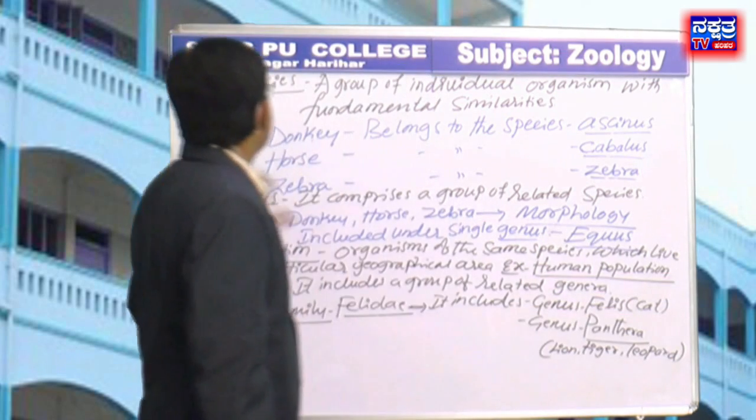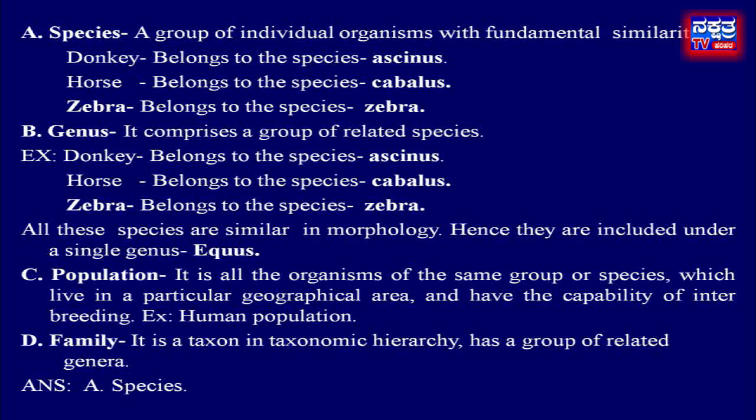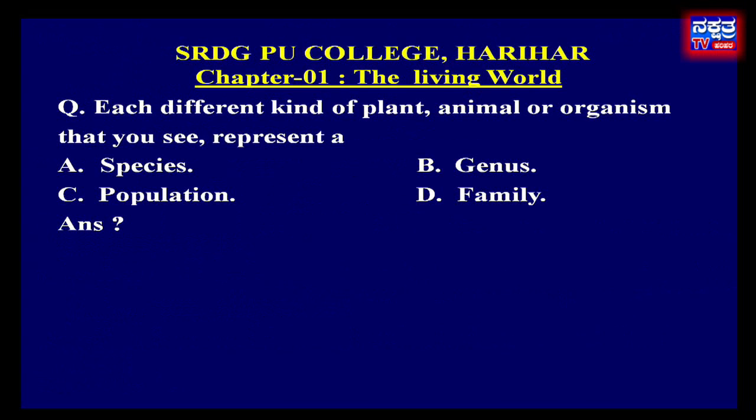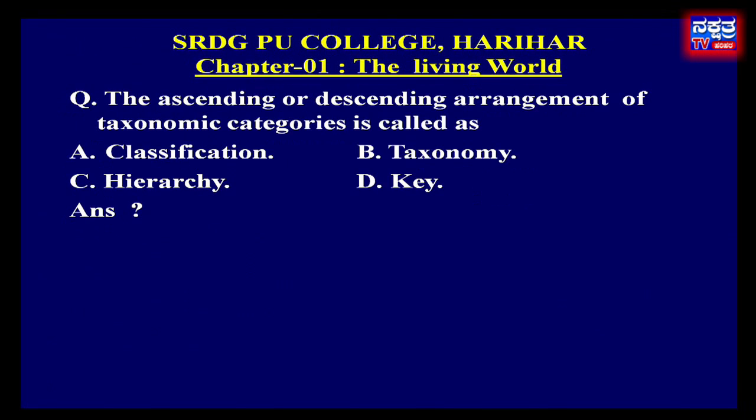Okay. Based on these observations, in the given options, the right answer is A, that is species. Move to the next question. The ascending or descending arrangement of taxonomic categories is called as option A, classification, B, taxonomy, C, hierarchy, D, key.